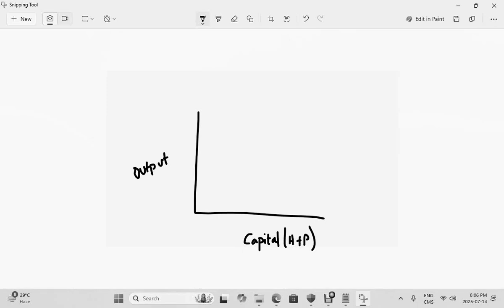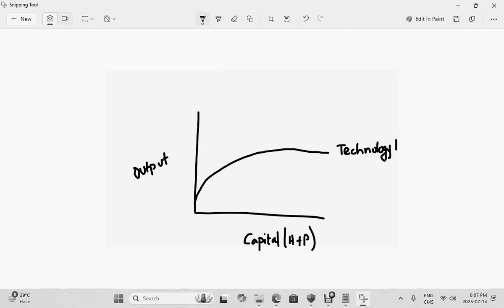We know that as the capital goes up, the output or production goes up. Let's call this curve technology one, because this has to do with a nation that has made certain advances in technology. Let's say this is the least developed of the three nations we'll be looking at on this graph, with the least developed technology.